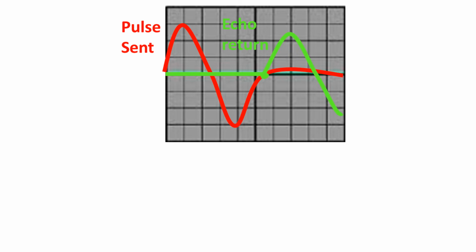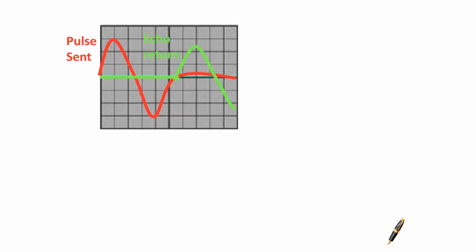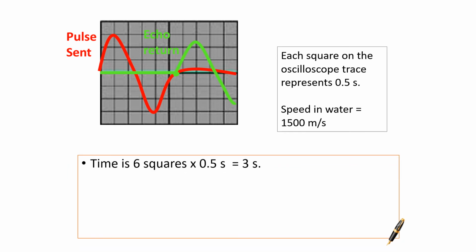So again, let's look at our pulse traces again. Each square on the oscilloscope now represents 0.5 seconds. And this is a different trace from the one we had before. So we count across 1, 2, 3, 4, 5, 6. 6 times 0.5. And we're still using the 1500 meters per second. We get 6 times 0.5 equals 3. Half T times V. Half times 3 times 1500.